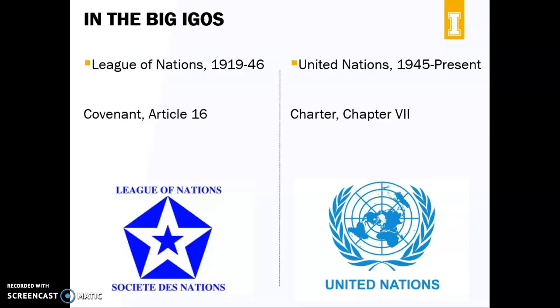So in the big IGOs, intergovernmental organizations, what I mentioned was that there's a shift after the first 10 years to a different kind of conceptualization. So coming out of the First World War, the League of Nations talks specifically about sanctions in Article 16 of its covenant. So where the UN has a charter, the League had a covenant. And in Article 16, it proposes using sanctions not as a neutral party, but as an aggressive act.